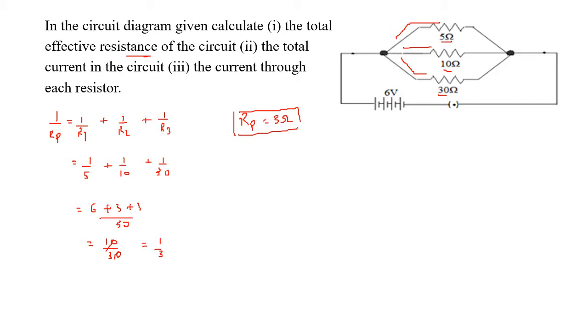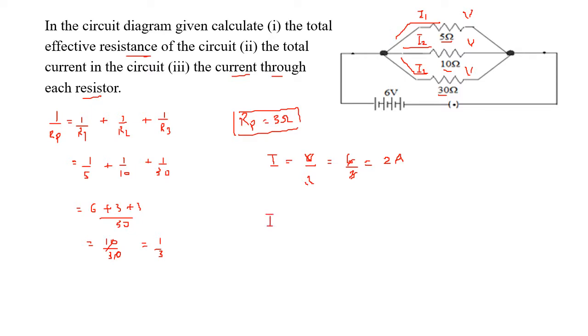Now the total current passing through the circuit, again by Ohm's law, I equal to V upon R equal to 6 upon 3, that is 2 ampere. 2 ampere is the total current flowing through the circuit. Okay, but we also have to find the current through each resistor. Now if you remember, in parallel the voltage remains the same in all, the current is changing. So the voltage remains the same but the current is changing.